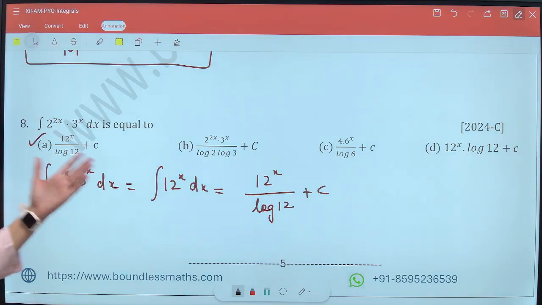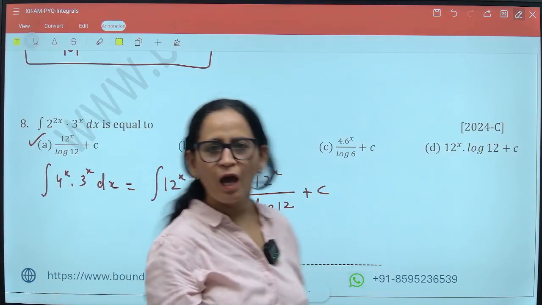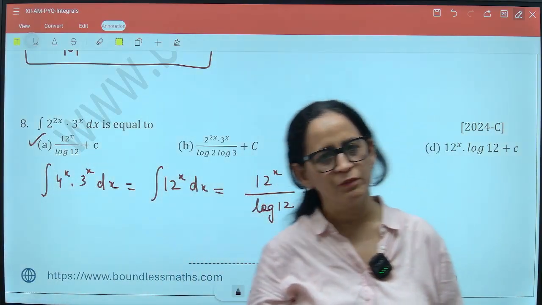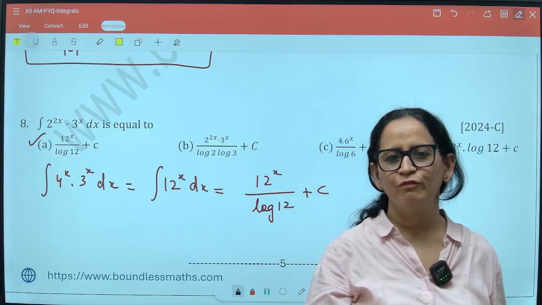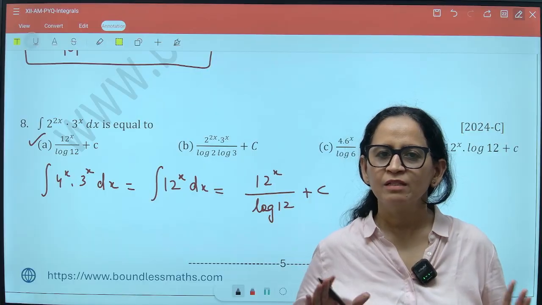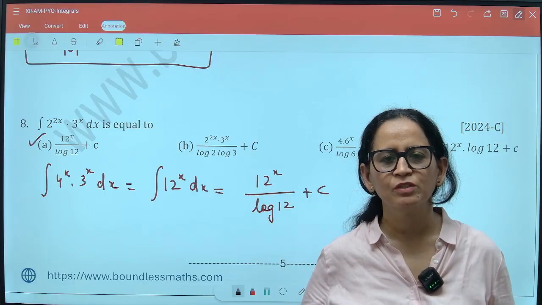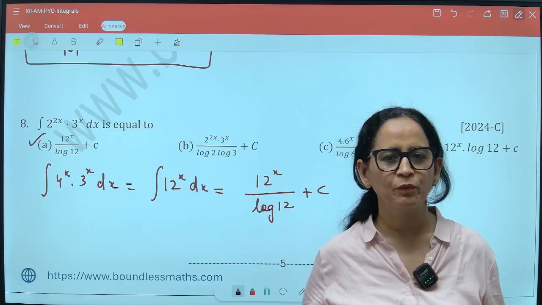This question was there in 2024. So there are questions for integration that come in the board exam. There have been a few questions from the integration part, indefinite and definite integrals. Please do these questions carefully, and once you are thorough with this, only then you can attempt questions on applications of integrals, right?